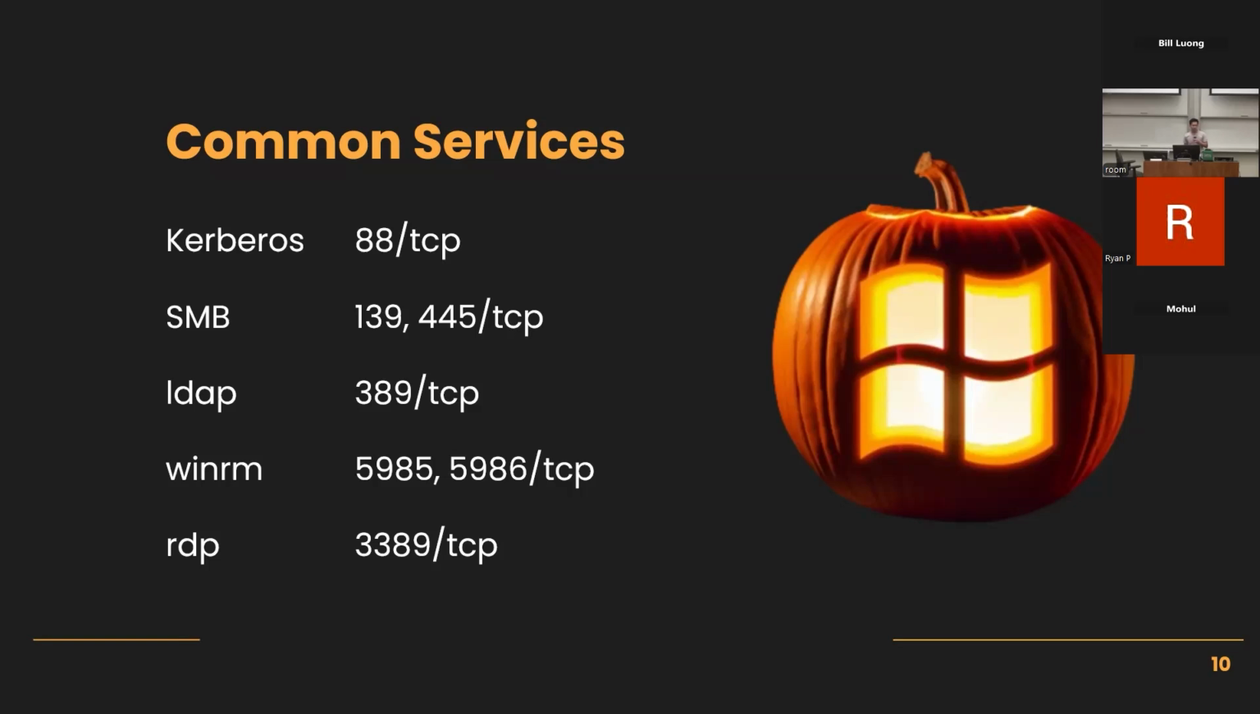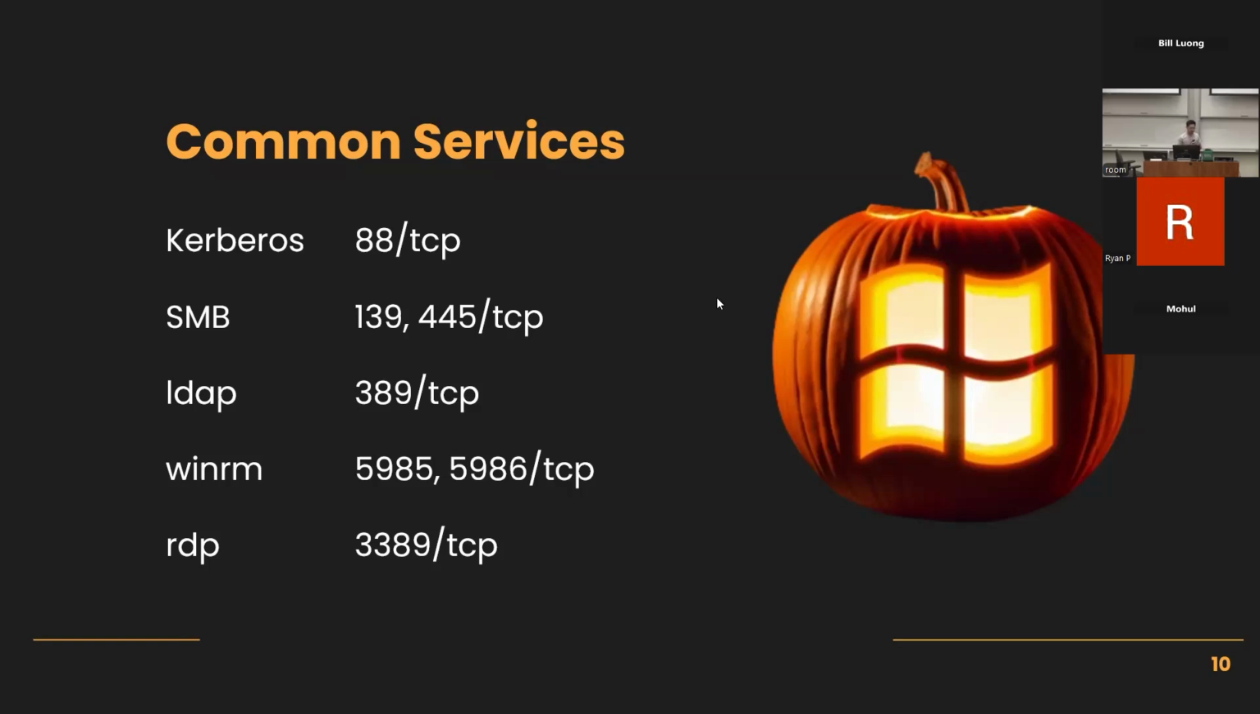WinRM and RDP are forms of login. WinRM is kind of like the Windows equivalent of SSH, where you get a terminal shell when you log in with a user's password or hash. As for RDP, it's a graphical login where you can get a full desktop interface on the computer rather than a simple terminal as you would with SSH or WinRM.